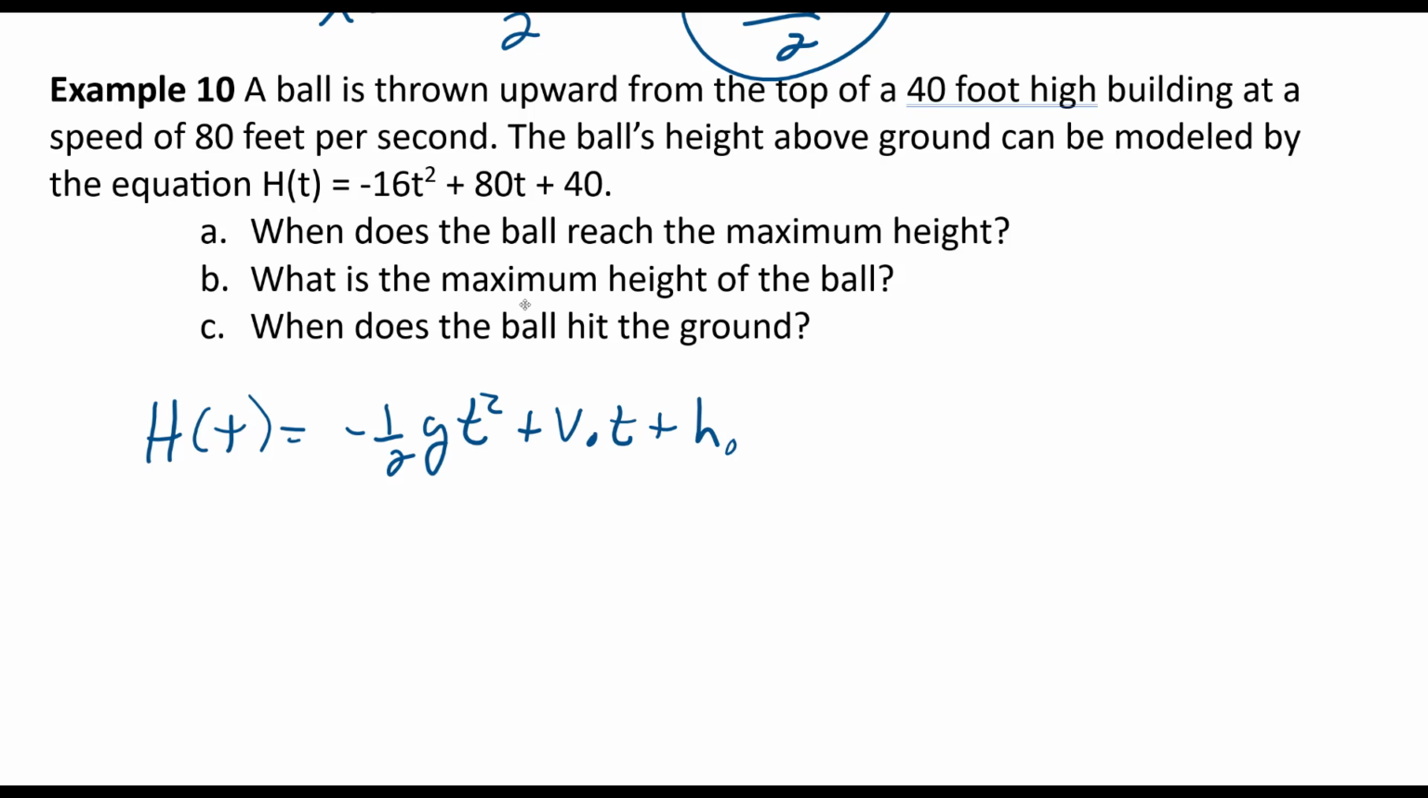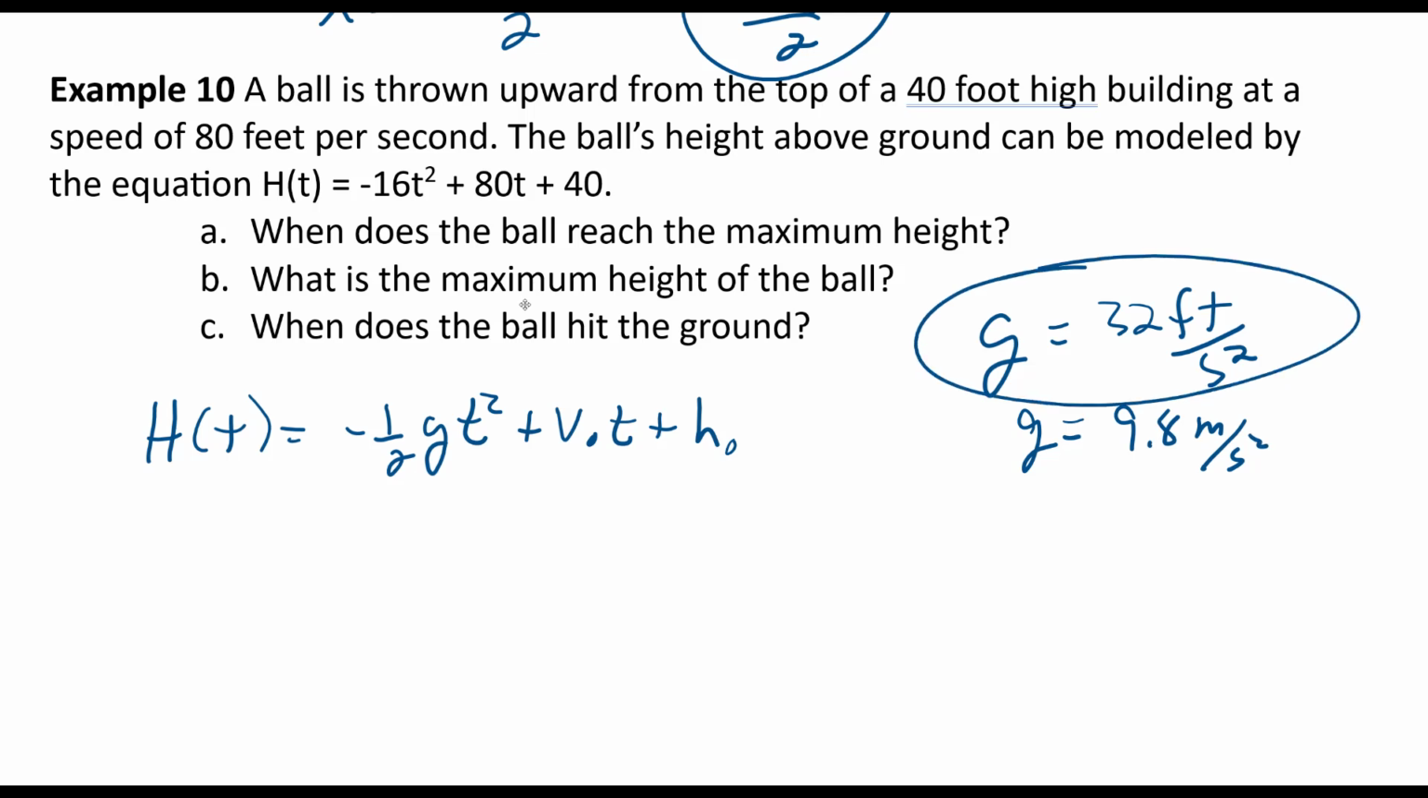Now we're using feet, so g in terms of feet is 32 feet per second squared, and you're asking, well, what is g? g is acceleration due to gravity. If you're doing it in terms of meters, it's going to be 9.8 meters per second squared. But we're doing this one here.